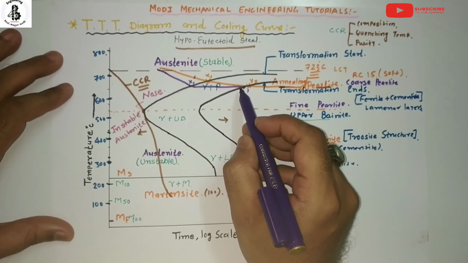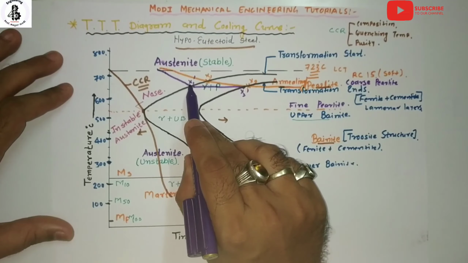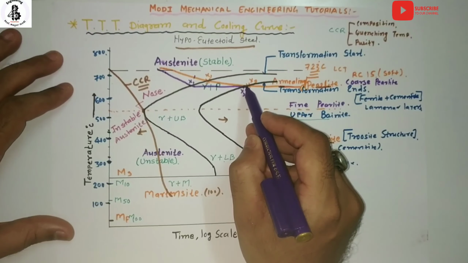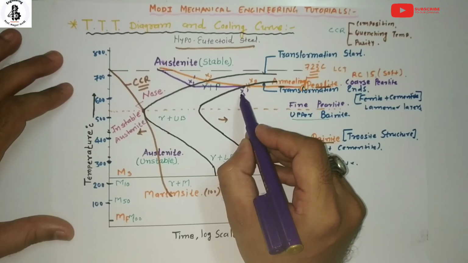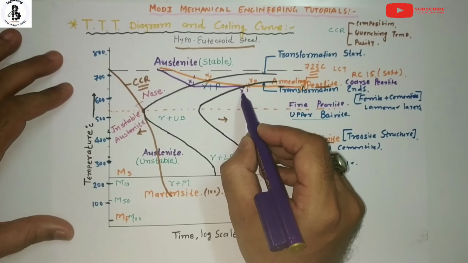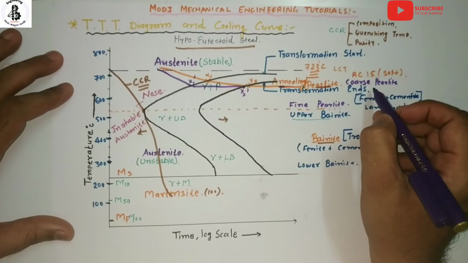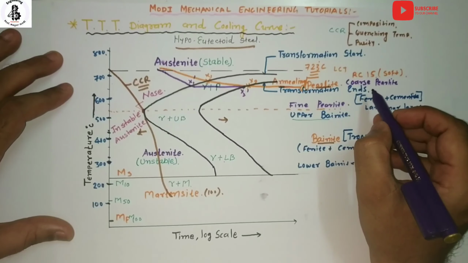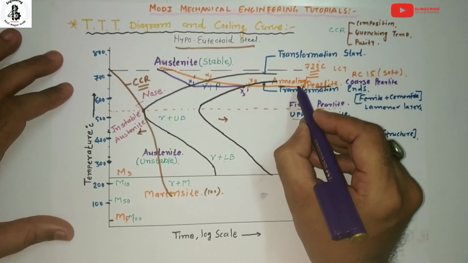Hold it here for the complete transformation, which starts at the x1 dash point and ends at the x2 dash point. In these transformations, a more stable structure forms, a pearlitic structure, which will have a good hardness as compared to our annealing process.